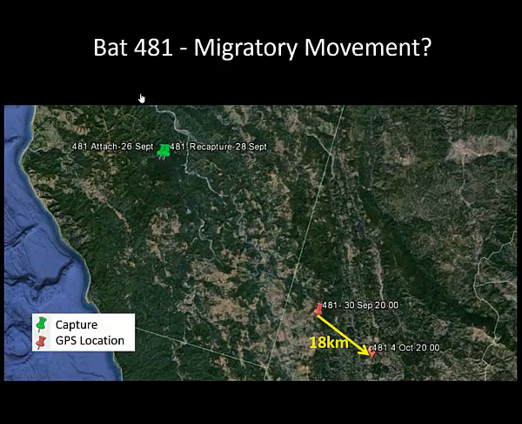So that gave us some insight into how we could use these tags in the future. Then 5 days later, we got another fix from that bat. It had moved 18 kilometers in basically the same direction. So we're starting to think, well, now we kind of know the direction that the bats are moving when they leave Humboldt Redwoods. And then perhaps they stop and refuel for several days and then make another jump on their migratory movements.